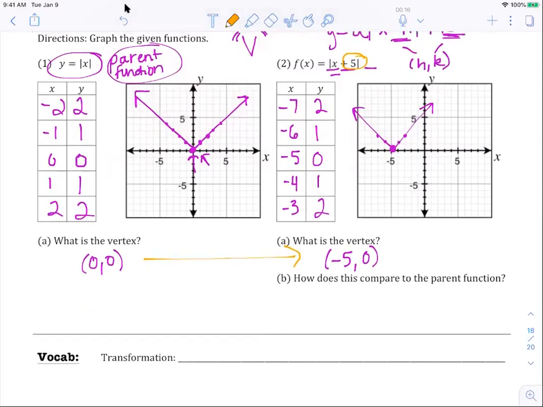And I have the definition at the bottom, but this is when a graph changes compared to the parent.